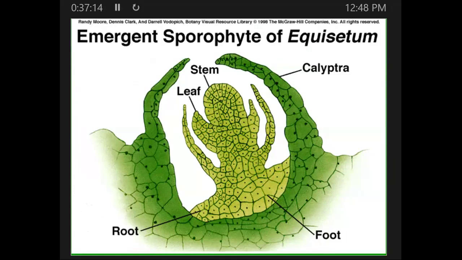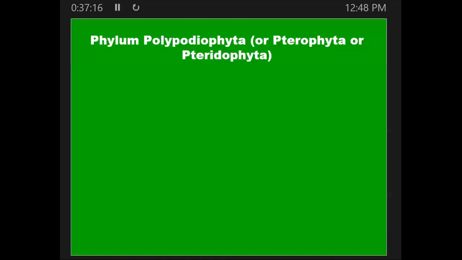Okay, so the last group of seedless vascular plants that we're going to talk about is the phylum Polypodiophyta. It's also been called Pterophyta or Pteridophyta. I think your book is using Polypodiophyta, so we'll stick with that. Those are the ferns. And they are definitely the largest group of plants out there besides the angiosperms. So they even win over the gymnosperms. There's more ferns out there than gymnosperm species. So they're highly successful. But I'm going to stop there. We'll continue on with the ferns.